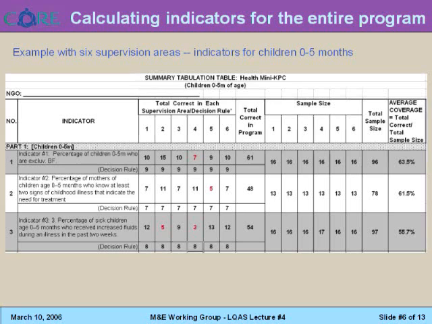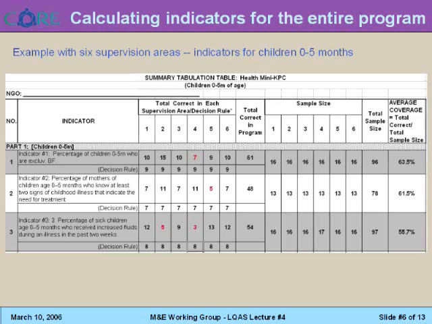Here's a summary tabulation table with 6 supervision areas and 3 indicators being assessed. As you can see, we have indicator number 1, assessing the percentage of children 0 to 5 months of age who are exclusively breastfeeding. Indicator number 2, assessing the percentage of mothers of children aged 0 to 5 months who know at least 2 signs of childhood illness that indicate the need for treatment. And indicator number 3, assessing the percentage of sick children aged 0 to 5 months who received increased fluids during an illness in the past 2 weeks.